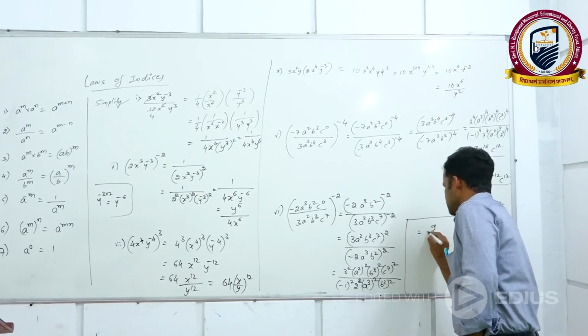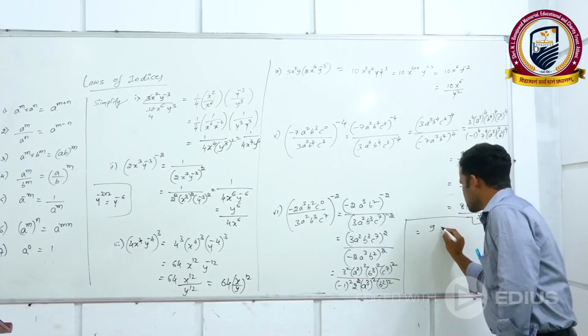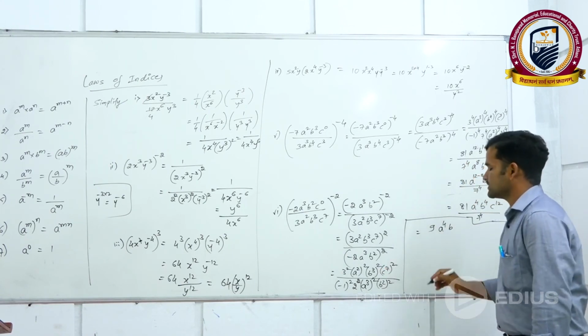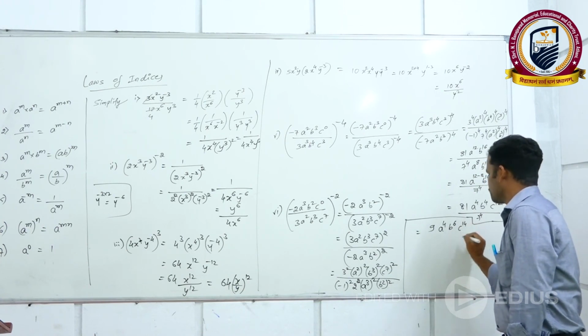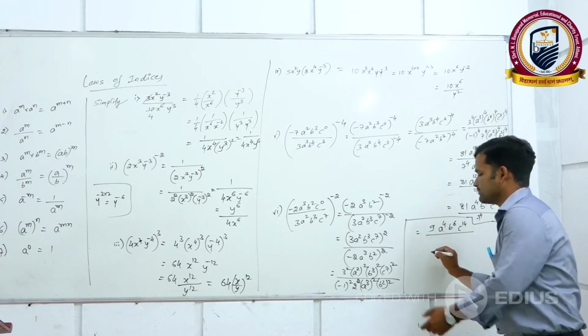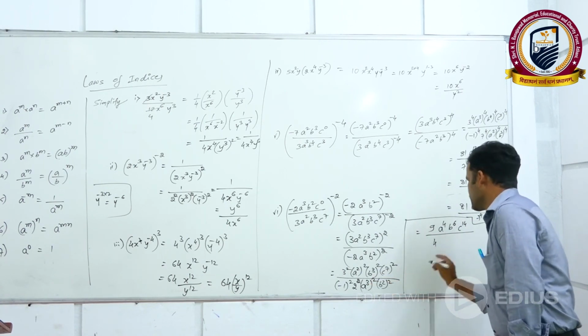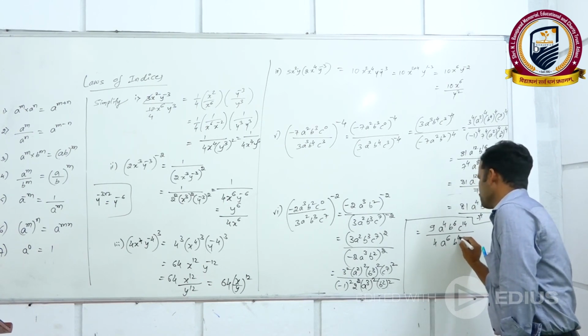3 square answer 9, a square whole square using the sixth law, that is a raised to 4, b raised to 3 to 6, b raised to 6, c raised to 14 divided by minus 1 square plus 4, a raised to 6, then b raised to 4.